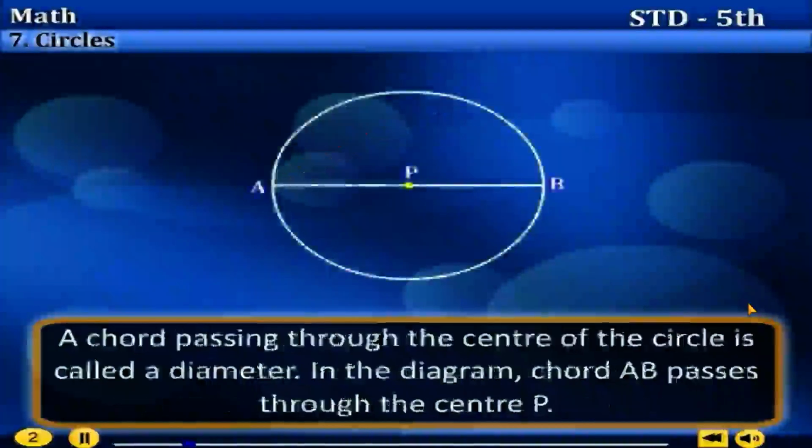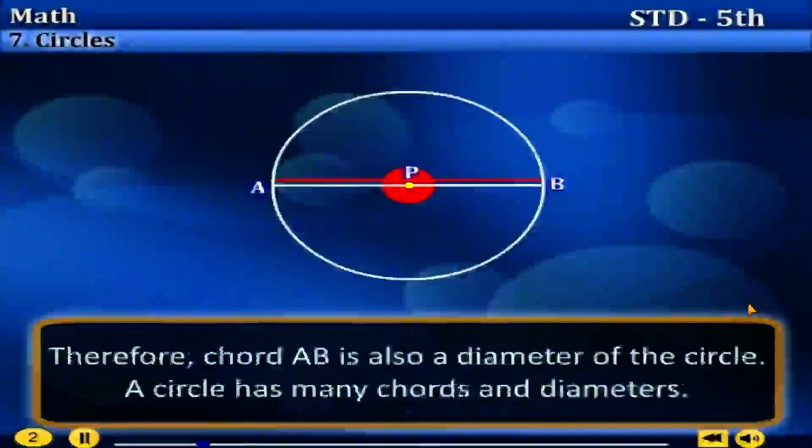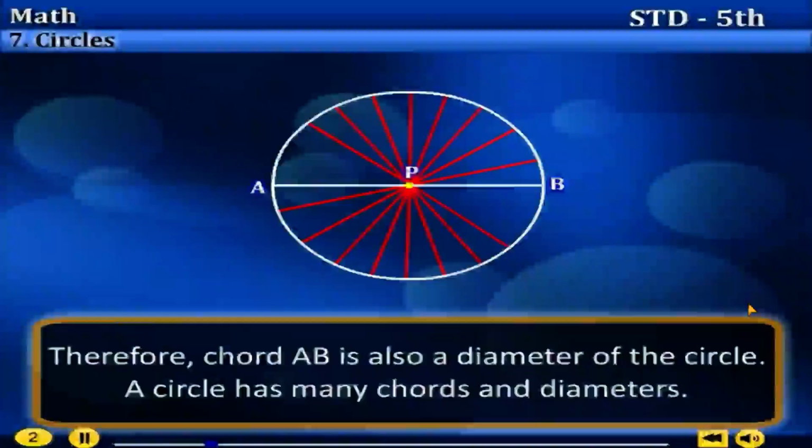A chord passing through the center of the circle is called a diameter. In the diagram, chord AB passes through the center P. Therefore, chord AB is also a diameter of the circle. A circle has many chords and diameters.